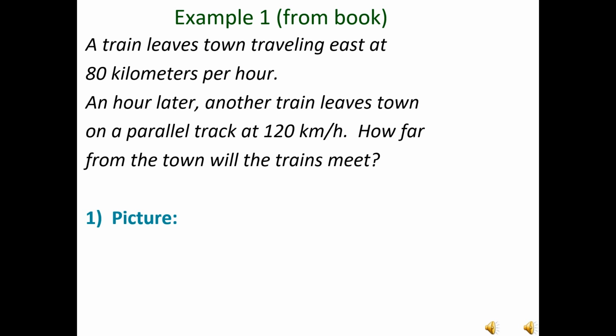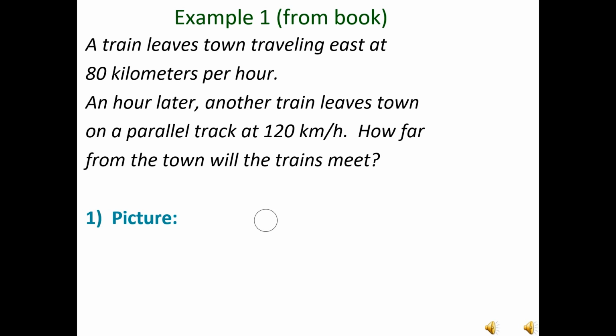We got a train leaving town east at 80 kilometers per hour. An hour later, another train on a parallel track leaves town. It's going 120 kilometers an hour. How far from the town will the trains meet? So we're solving for distance. I have the rates for both the trains, and I know that time is an hour apart from each other.